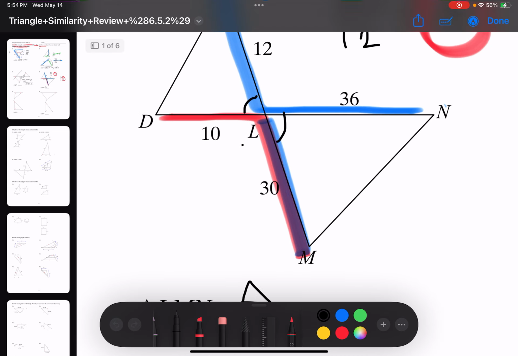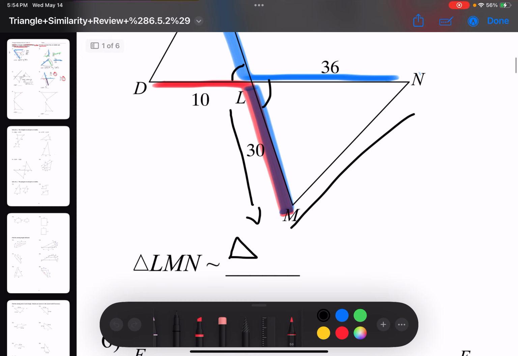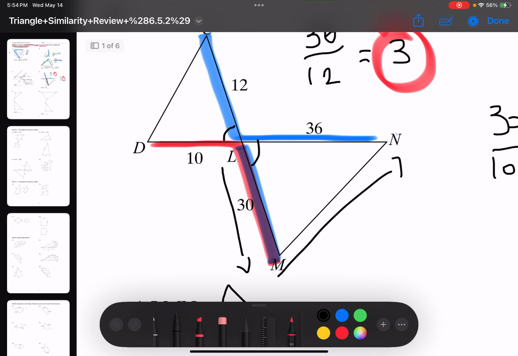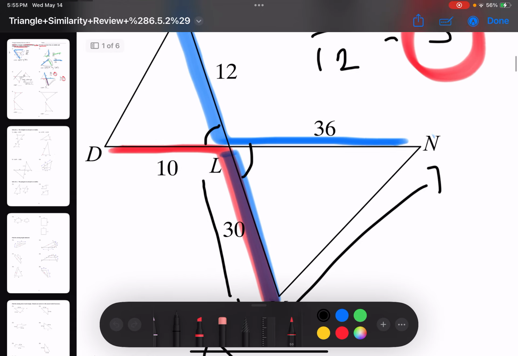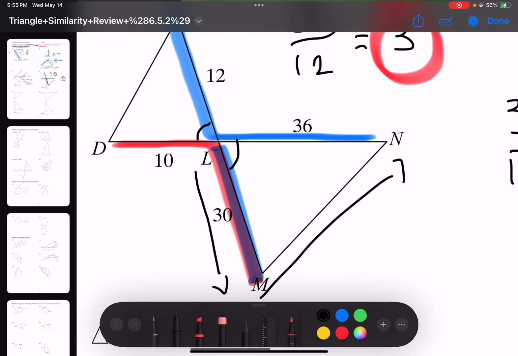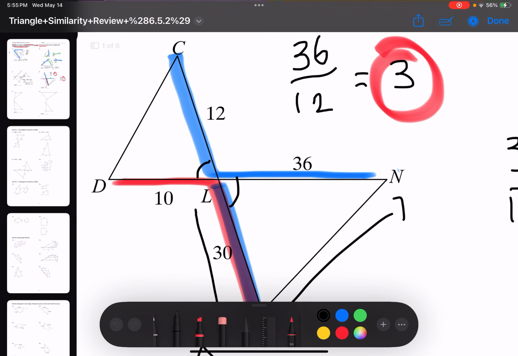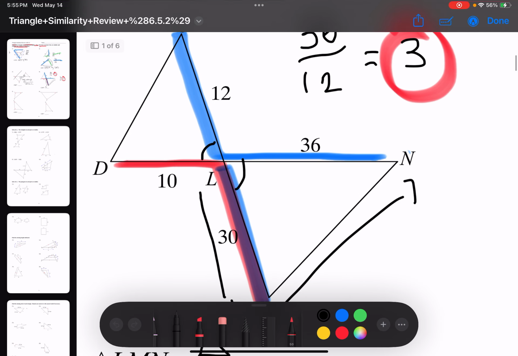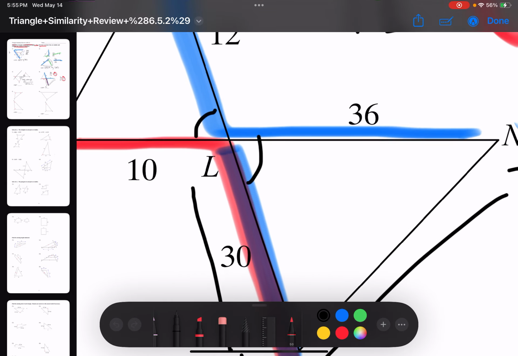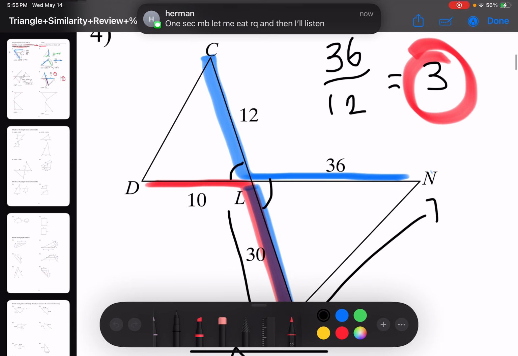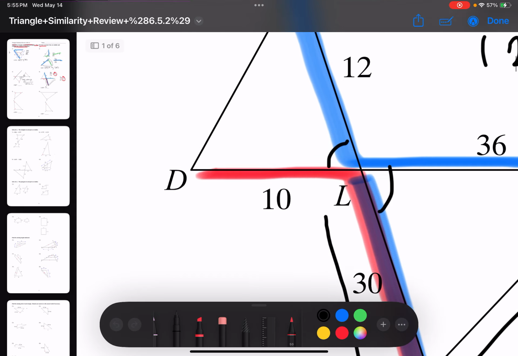It went in the order from L to M to N, and it went from the big number to no number. It goes from the vertex, which is this thing right here, to a number to no number.